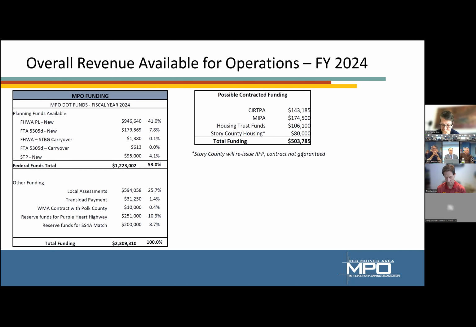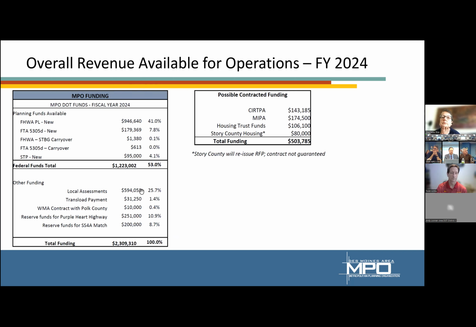If we move on to revenue, over here on the left, we have the core MPO DOT funded revenue. Up at the top, we have all the various federal sources of funds. This is from federal highway and federal transit. The total's out to about $1.2 million.